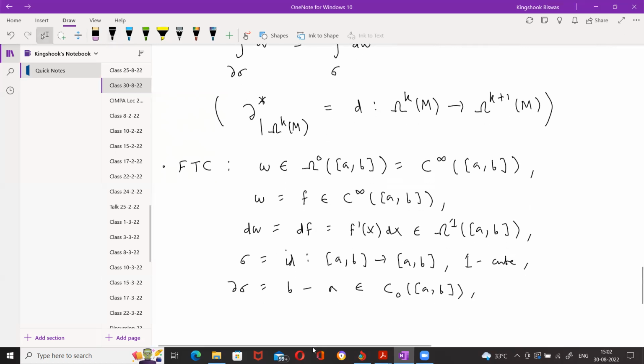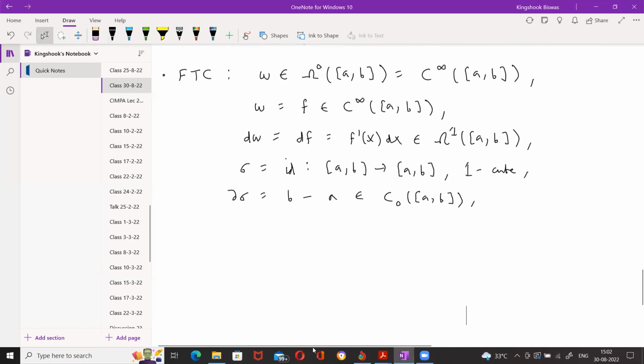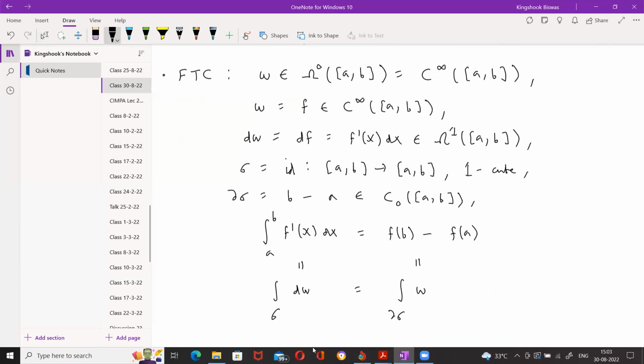So this fundamental theorem, this integral of f prime x dx from A to B is f(B) minus f(A). This side is equal to the integral over sigma of d omega, and this side is equal to the integral of omega over the boundary of sigma. Right? Is it clear?